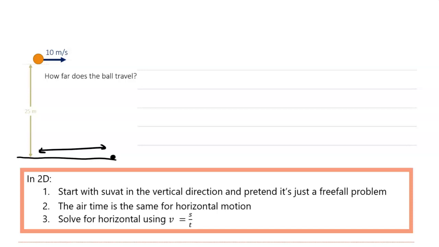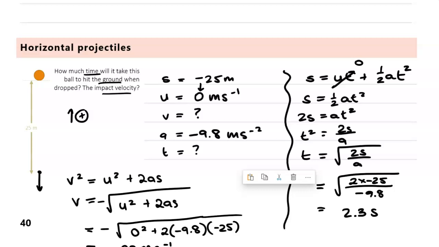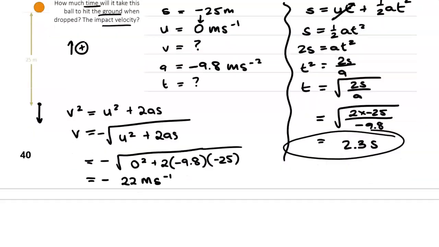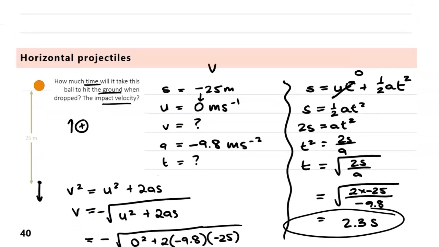So we know that this situation vertically is exactly the same as the situation that we had up here. It has the same vertical information, so that means if it takes 2.3 seconds for this ball to hit the ground, it's also going to take 2.3 seconds for this ball to hit the ground. Now, when we're doing projectile motion, we're going to have 2 separate columns. We're going to have vertical information and horizontal information.